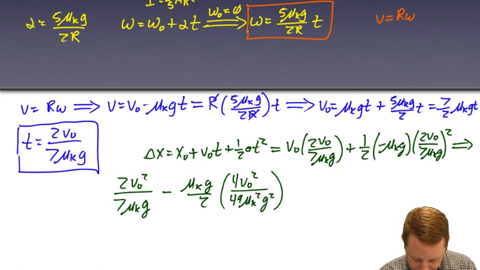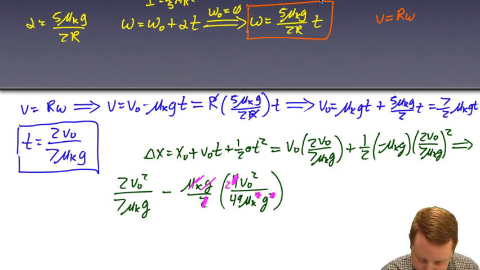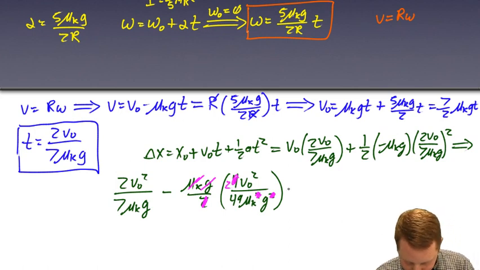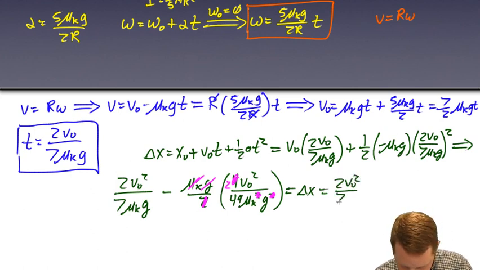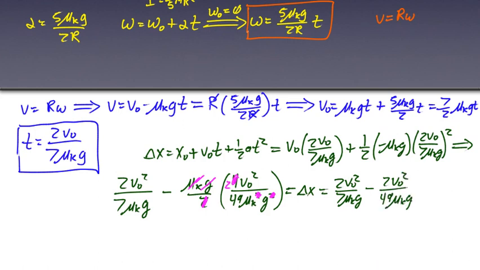And I've got some simplifications I can make. Got a mu k up here, that'll get rid of the square down there. I've got a g here, that'll get rid of the square down there. And I've got 4 over 2, well, that's just going to be 2 up there. So I would say then that, and that's still equal to delta x, which is going to be 2 v naught squared over 7 mu k g minus, well, we have 2 v naught squared over 49 mu k g.